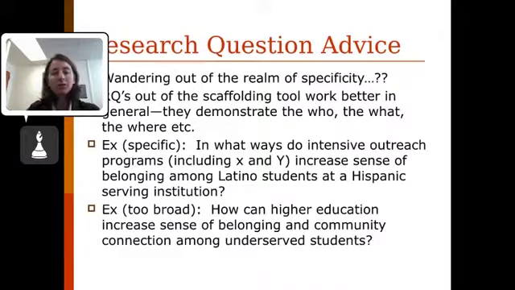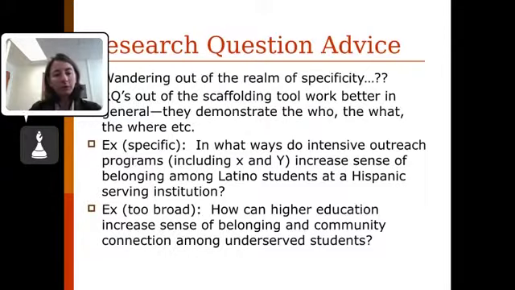So an example of the same question, but too broad, is how can higher education increase a sense of belonging and community connection among underserved students? Okay, so a couple of issues here. Or not even necessarily issues, but just in terms of making it more specific, saying something like, how can higher education, when you actually know what institution you're talking about, just state the institution you're talking about for this pilot study.